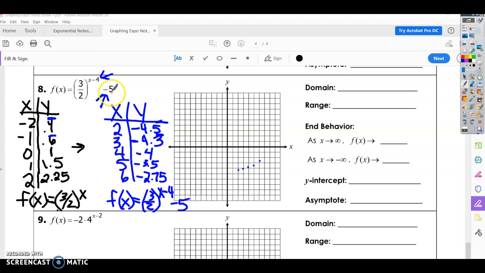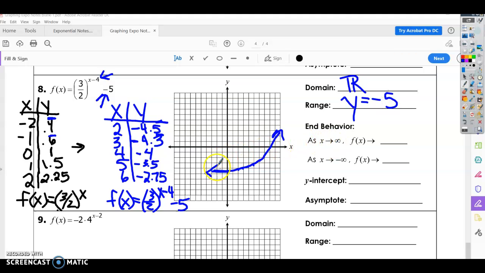Since this shifts down 5, we know that our asymptote is going to be at -5. So 1, 2, 3, 4, 5. So we're going to approach this line here. And it's still exponential growth because 3/2 is the same as 1.5. That's greater than 1, so it is a growth function. The domain is going in both directions forever, so that's going to be all reals. Our range in this case is going to be y greater than, not equal to, -5.